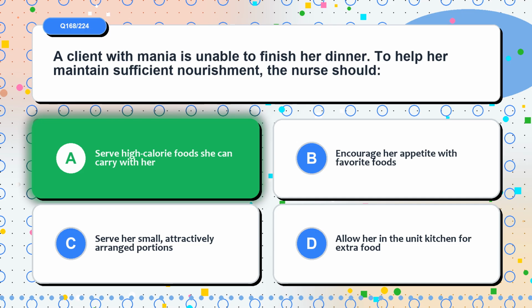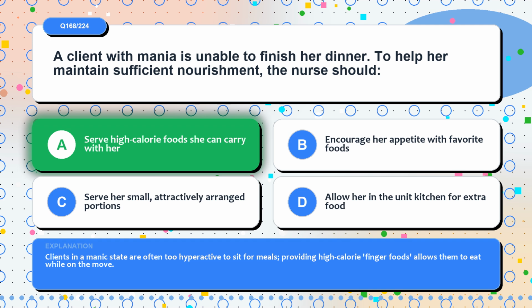The correct answer is option A. Serve high-calorie food she can carry with her. Clients in a manic state are often too hyperactive to sit for meals. Providing high-calorie finger foods allows them to eat while on the move.